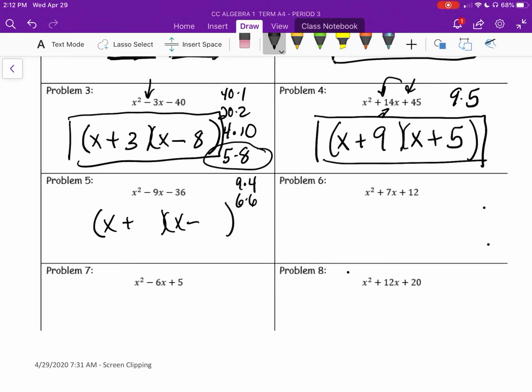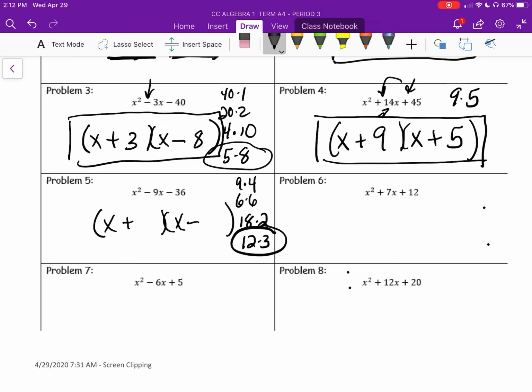Neither of those subtract to give me 9. So I better look for another set of factors. What else fits into 36? 18 times 2 is 36. That one doesn't work. There's one more. What is it? Anybody know? 12 times 3. Right, that's it right there, 12 times 3. Because 12 and 3 subtract to give me 9.